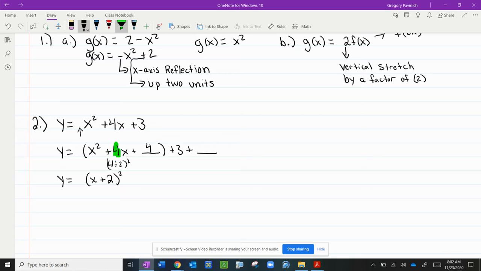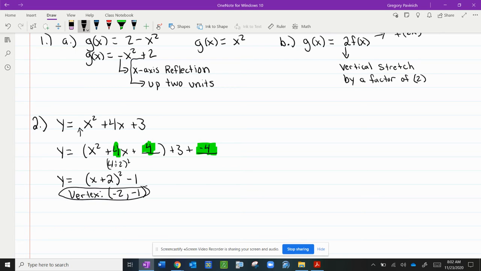But since I added 4 here, I have to have a net impact of 0 on my equation. So I'm going to subtract 4 off of here, and I'm going to write -1. So my vertex is the transformation -2, -1.